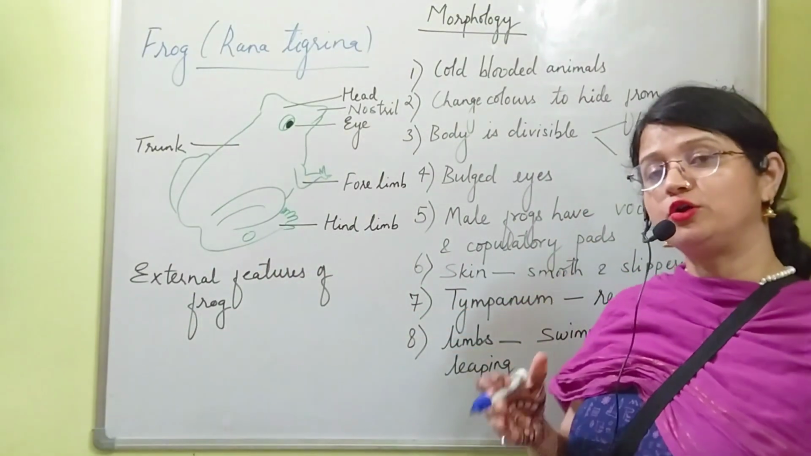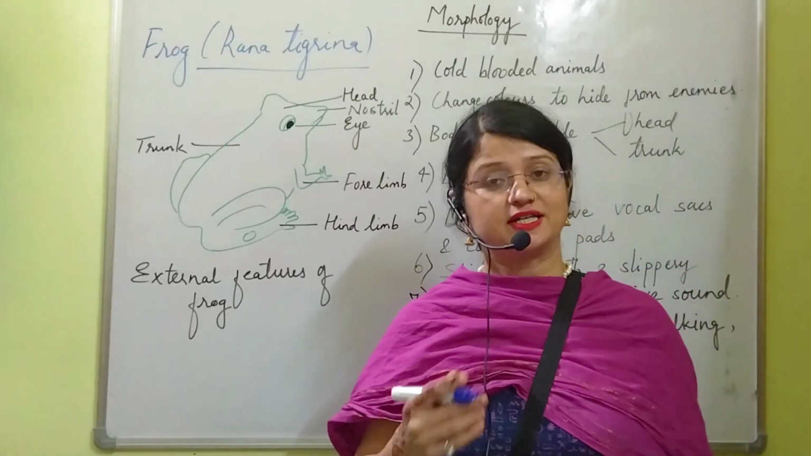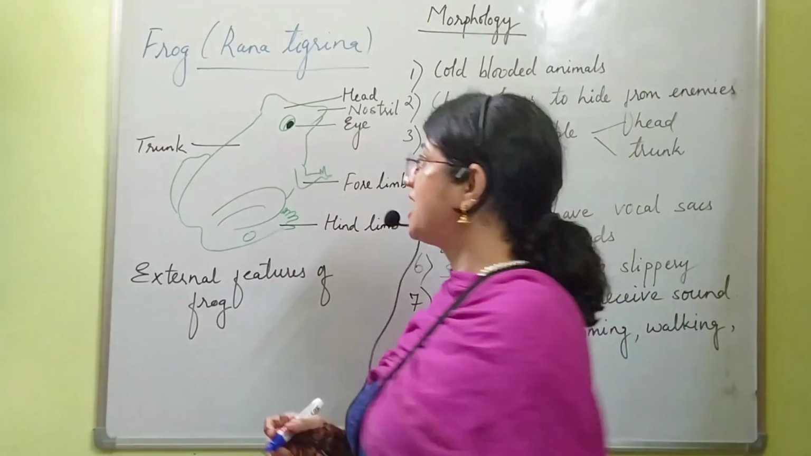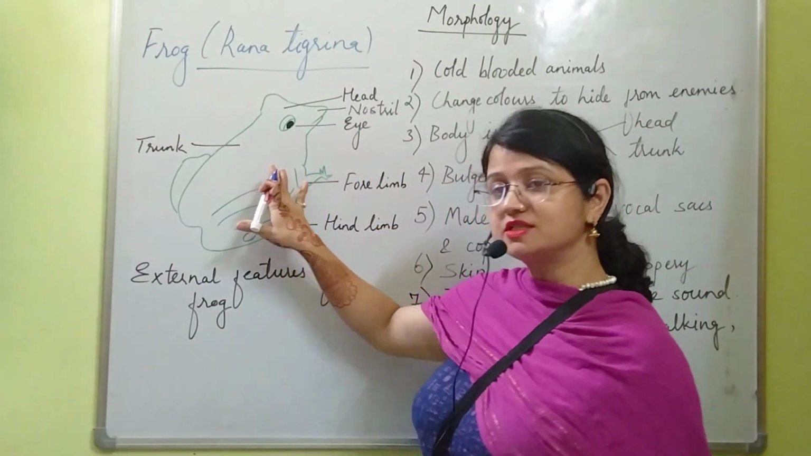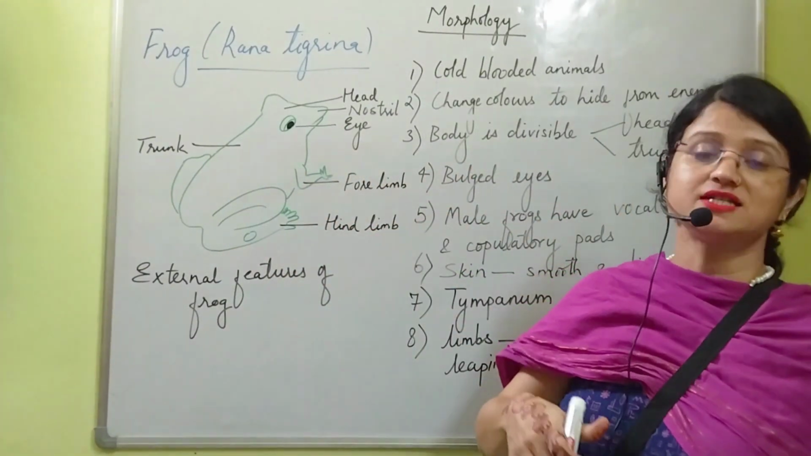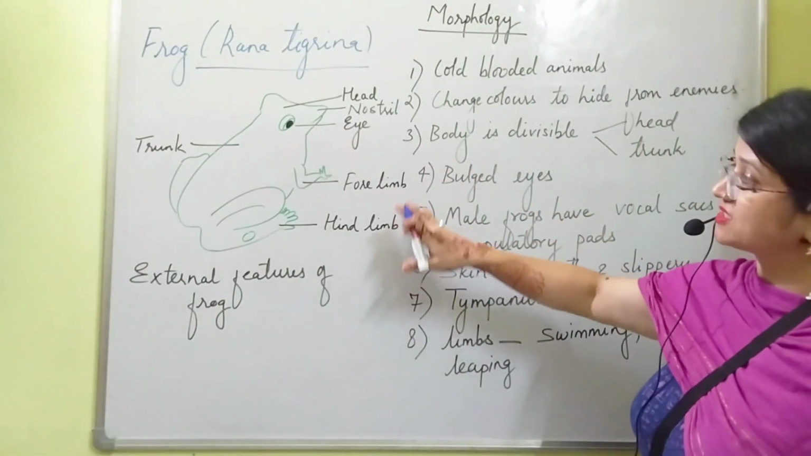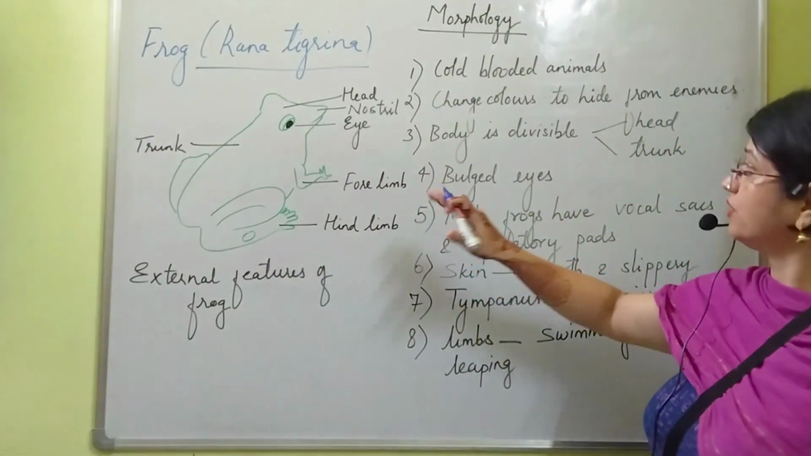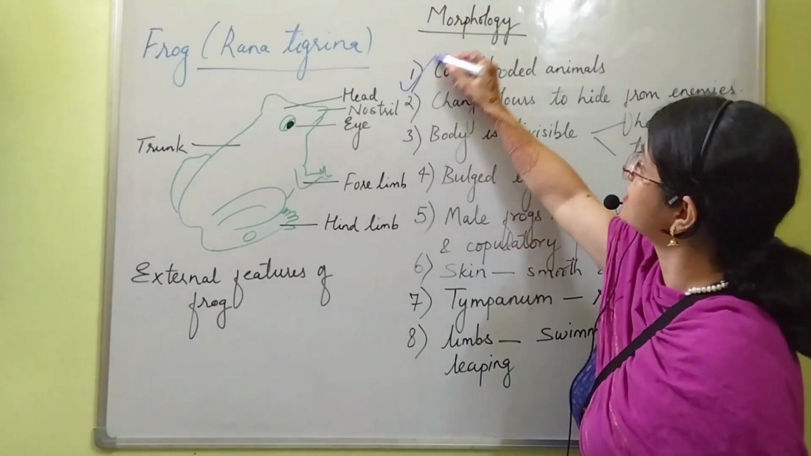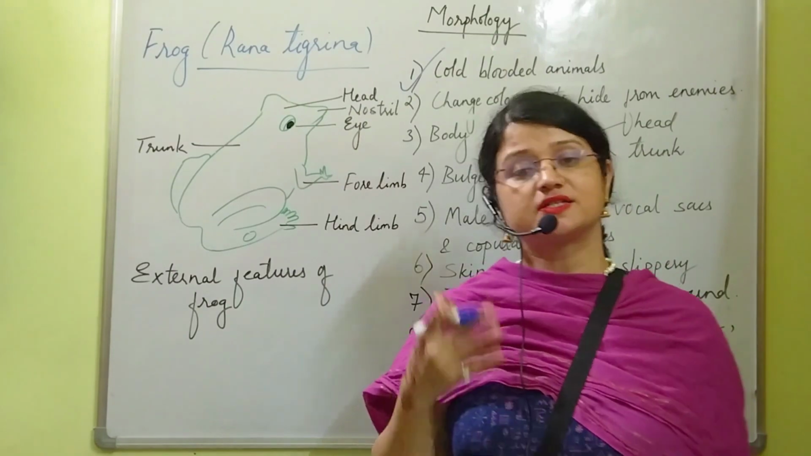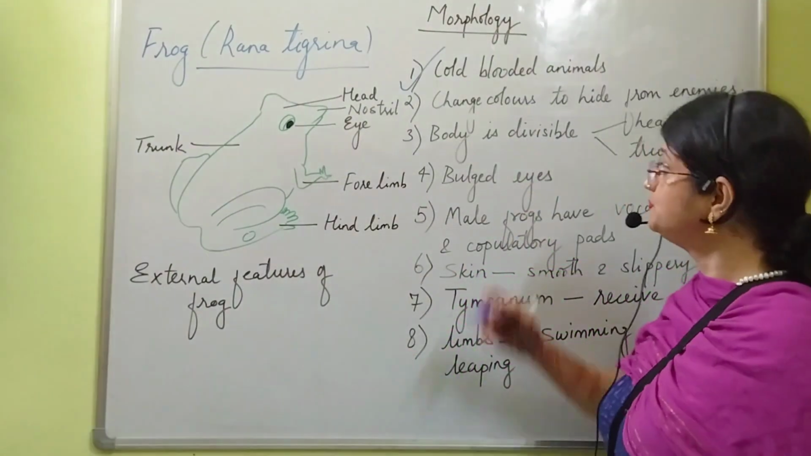Frog, we all know it belongs to the kingdom Animalia and it belongs to the class amphibians. Amphibians because it can live in both the land and water. We will see the morphology or the external characteristics of frog. First of all, frog is a cold-blooded animal. It is poikilothermal. It is a cold-blooded animal.